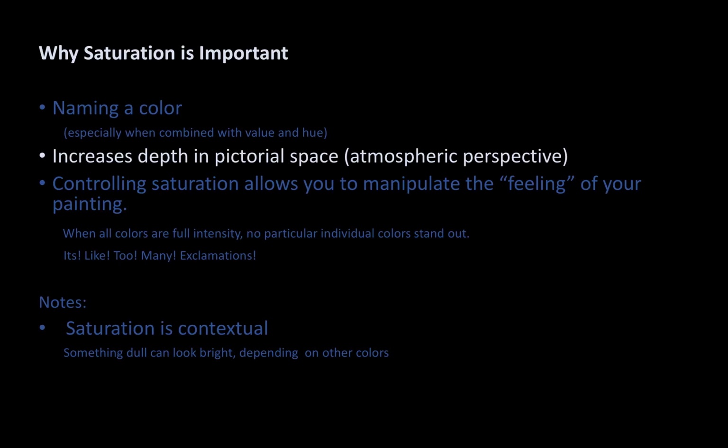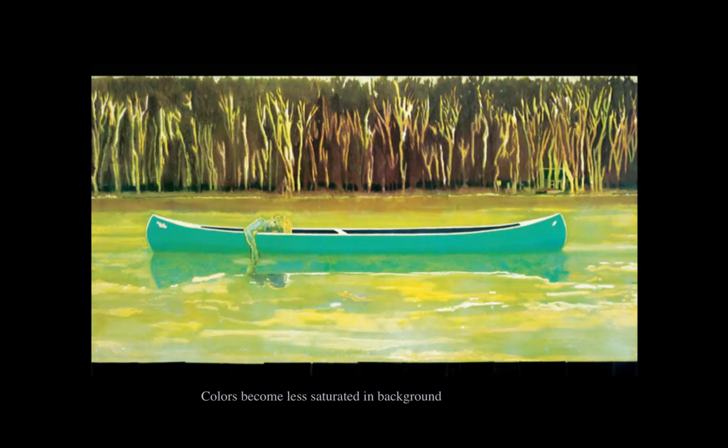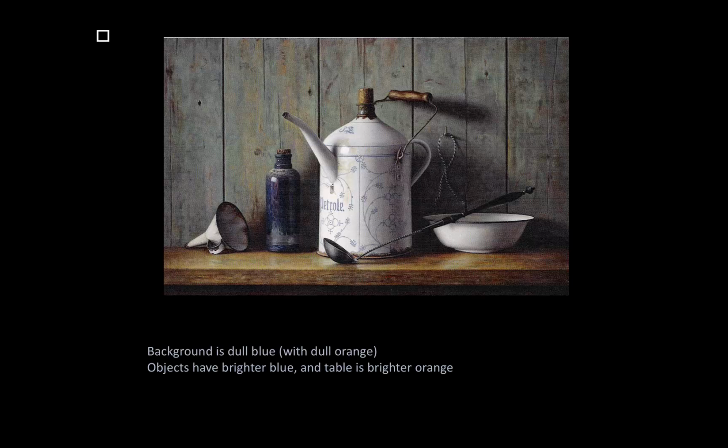In a different lecture, I'll cover pictorial depth more completely, as it's a bit more involved. But I want to just let you know controlling saturation is important for creating depth in your painting. So just very briefly, colors become less saturated as they go back in space. So the trees in the background of this are much duller green than the greens in the canoe and in the water. And in this one, even with a shallow depth of field, a dull background pushes the object forward and lets the background fall away.